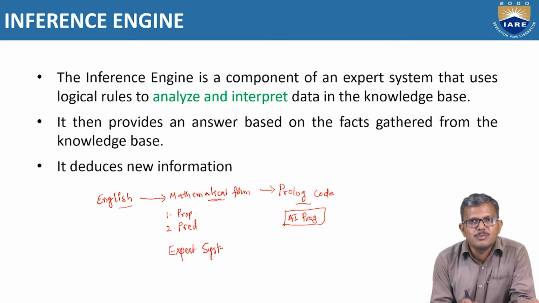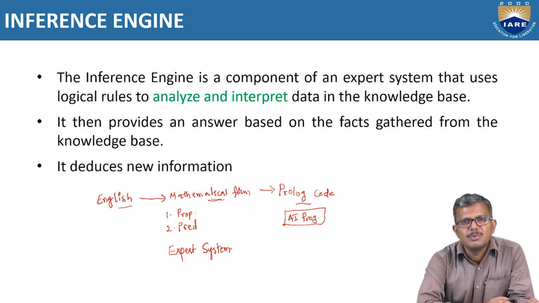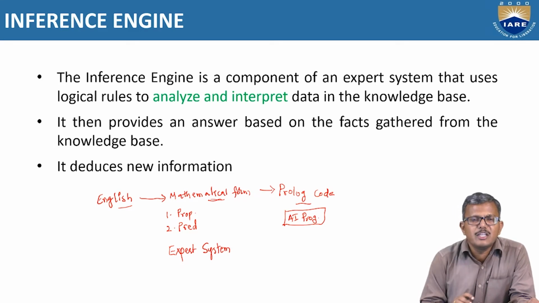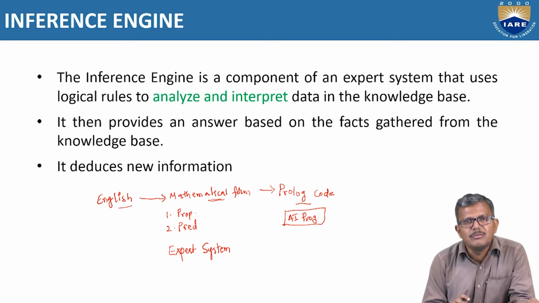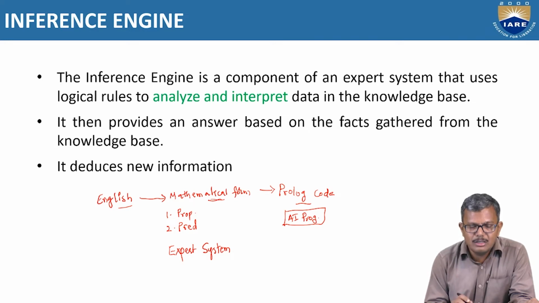We need to understand what this expert system is. We can say that expert system is a backbone of artificial intelligence. Means if you want to solve any kind of artificial intelligence related problems, definitely you need to take the help of some knowledge. You need some knowledge to solve them. So that knowledge, where we can get it from? The expert systems.